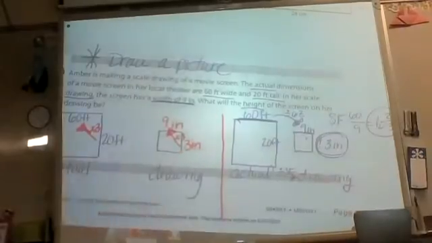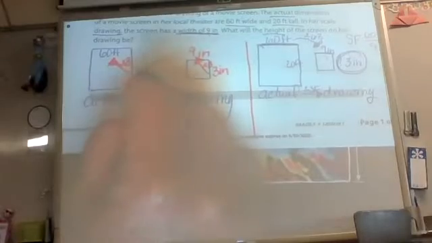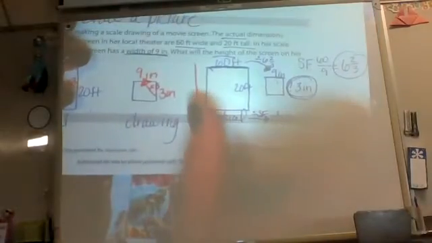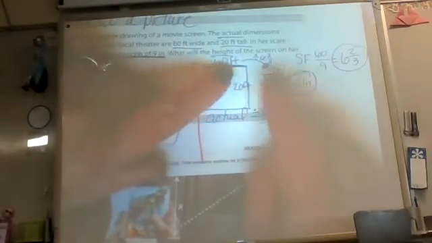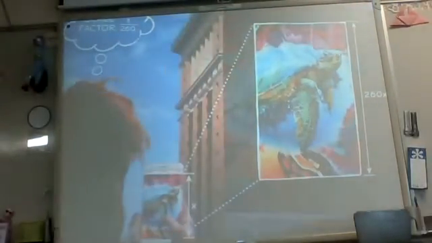All right, so two different methods. The majority of you probably did it this way, and I'm okay with that. But I want you to understand how to find the scale factor of corresponding sides. Last one from this section is on the back, and it's number 5.